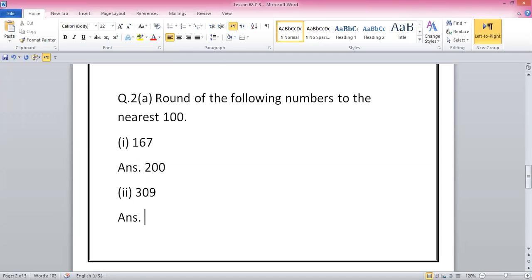Right? Same for 309, guys. Can you tell me the answer? When you round off 309 to the nearest 100, what will it be? 300. Guys, is it 300 or 310? 300 or 310? 300. 310. The answer is 300. Guys, you are confusing me.